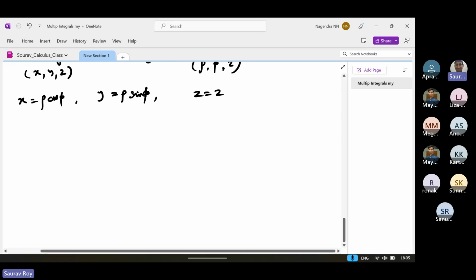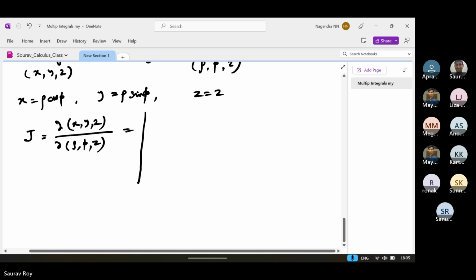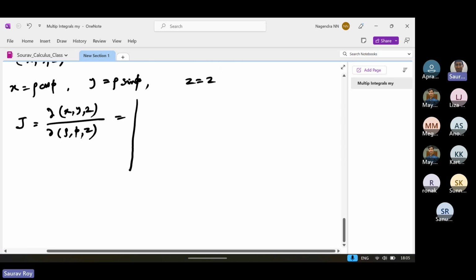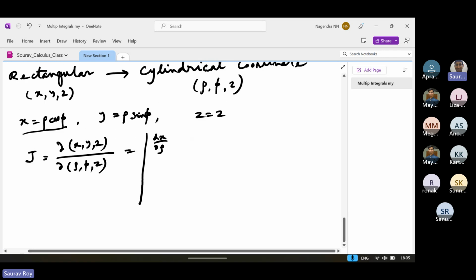So let's calculate this Jacobian. It is dou xyz with respect to dou rho phi z. That way we will have the Jacobian. If you see, the first row will be dou x dou rho, dou x dou phi, and dou x dou z. From here we will do these partial derivatives.